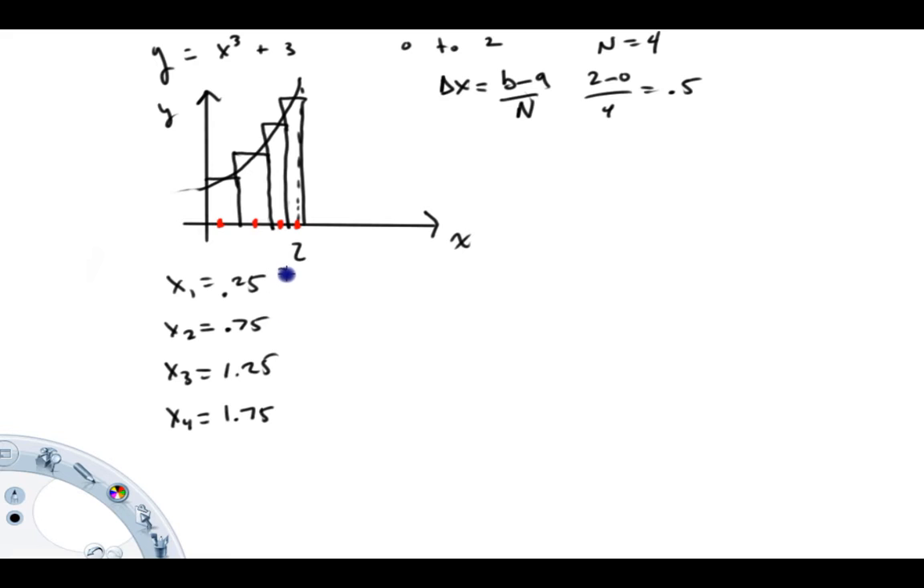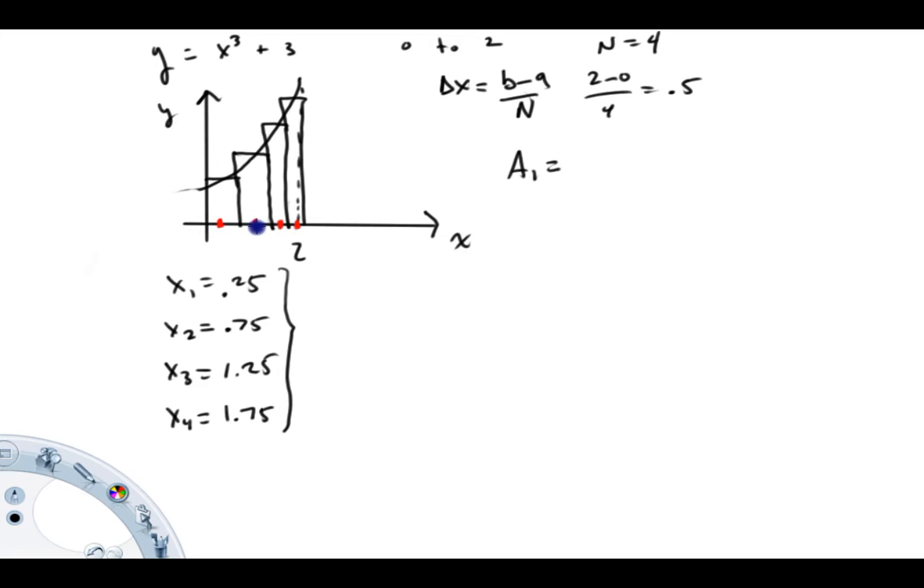It's very important to realize where these values are coming from before moving on. They're very specific values. They're the x values we need to calculate the length of each of these rectangles. Now, I'm going to write out a little formula here. A1 is going to equal f of x1 times delta x.